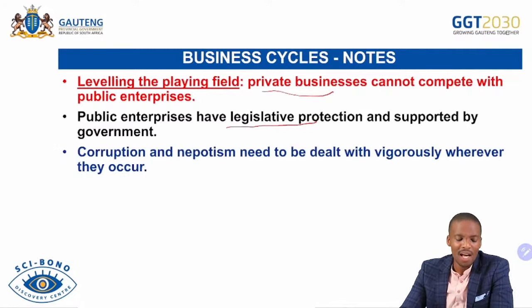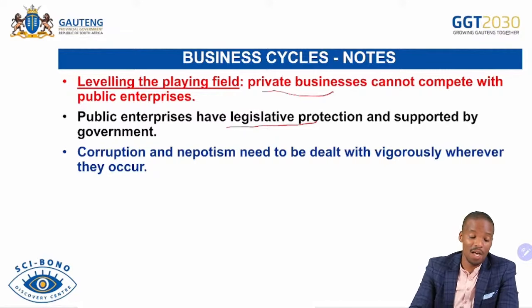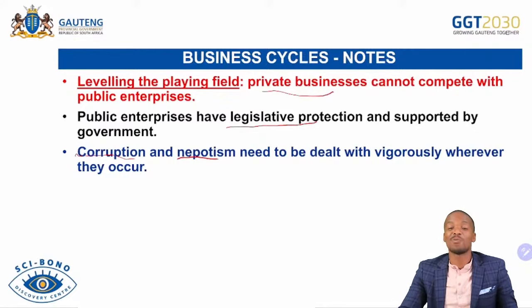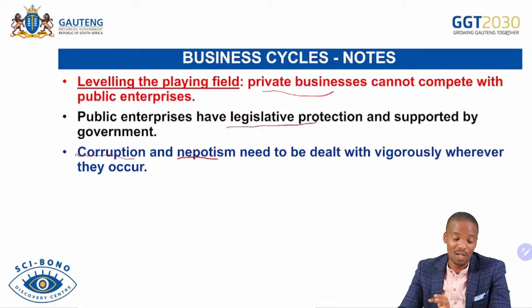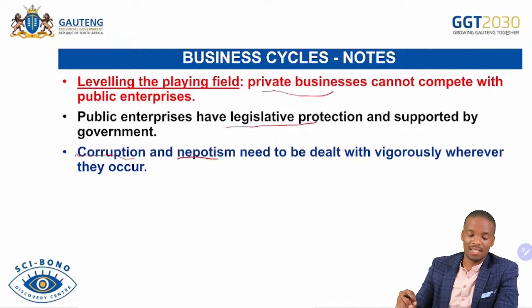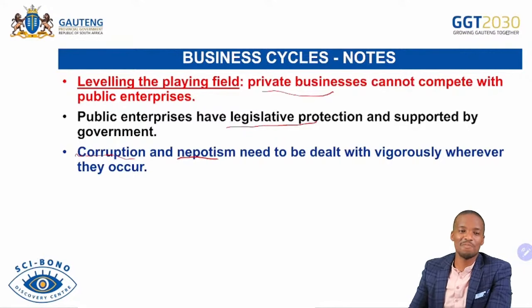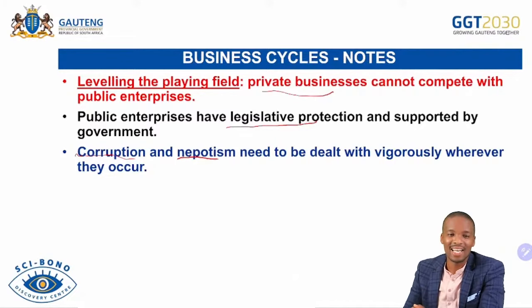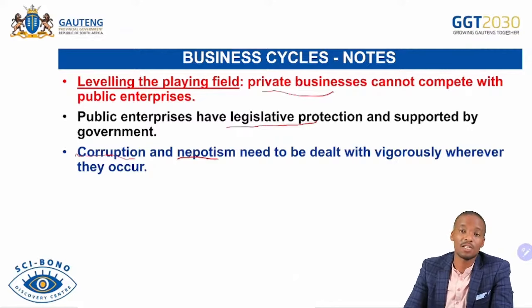Corruption and nepotism need to be dealt with vigorously wherever it occurs. We know that sometimes the output is not delivered, or we don't get the output at the right time because of such things as corruption and nepotism. Under nepotism, you know this term from business studies, we also use it in economics, people are hired because of friendship or family, but in terms of the work to be done, they do not have the skills or the expertise.